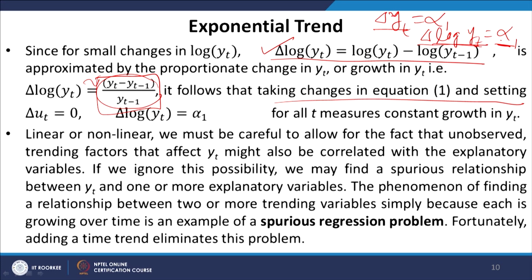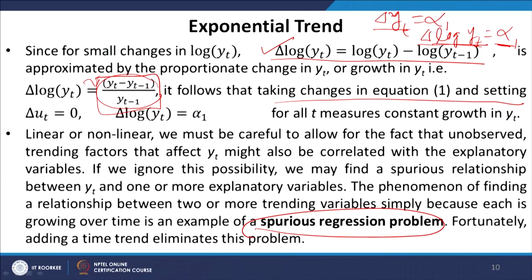This phenomenon of finding a relationship between two or more trending variables simply because each is growing over time is an example of a spurious regression problem. Fortunately, adding a time trend eliminates this problem. So, it is possible that independent variables and dependent variables both are functions of time trend. Both are growing just because they are growing with time and they are actually not related with each other.